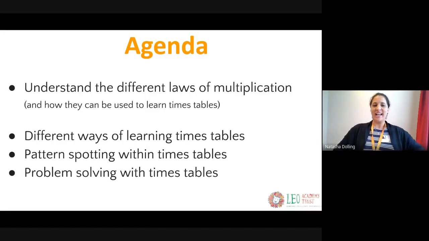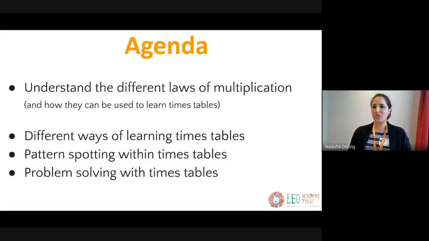Brilliant, thank you. So welcome to today's session, all about learning times tables. I'm just going to go through our agenda today, so what you can expect. We're going to go through and understand the different laws of multiplication and how this can be used to help you learn, or help children learn, times tables. We're going to look at lots of different ways of learning times tables. We're going to look at pattern spotting within times tables and also how to problem solve within times tables.